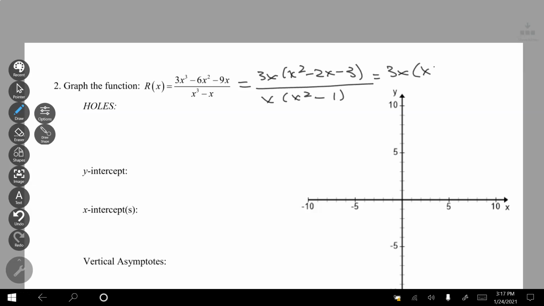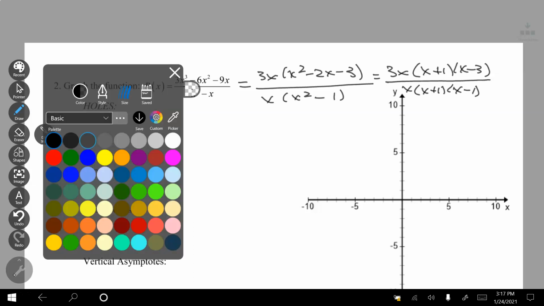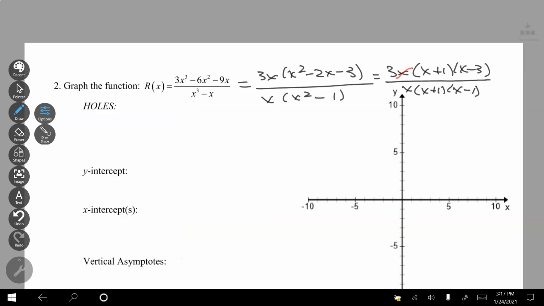3x, x plus 1, x minus 3, and I get x, x plus 1, x minus 1. And I can see that some things cancel out. I see that these x's cancel out. That means I'm going to have a hole at x equals 0. And these x plus 1's cancel out. That means I'm going to also have another hole at x equals negative 1. I'm going to have two holes in this graph.